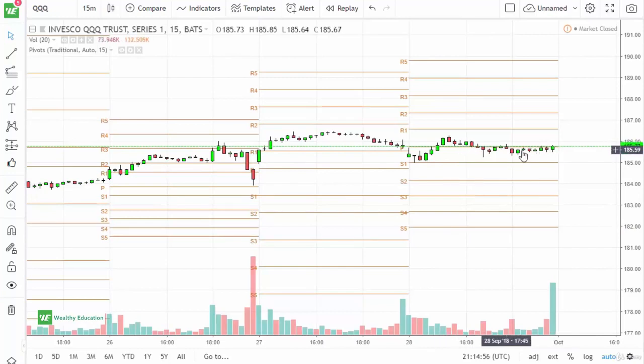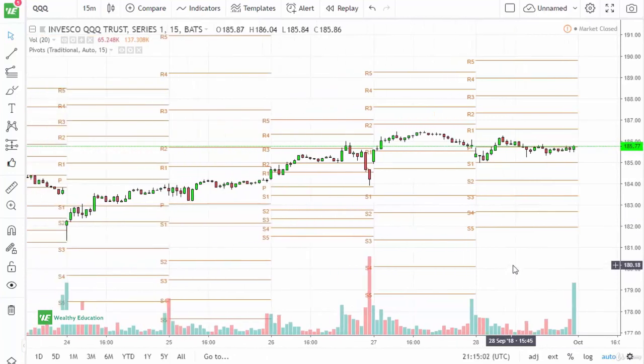Kind of died out after that. But full disclosure, this is a Friday. So really, by the time you get halfway through the session, you're losing volume anyways. No need to fight the trend. You just use these pivot points as an area to look for buying opportunities if the move goes against the trend. If it goes with the trend, then you can use them as support on the way up.